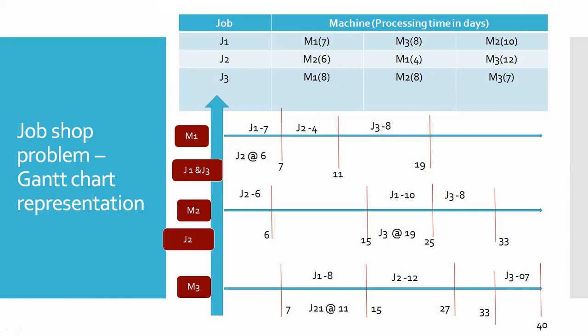A Gantt chart is a chart which will represent, at intervals of time, how you are able to complete your activity. So job 1 is 7 with respect to machine 1. Okay. Then here you can see first machine 1 for 7 and job 1.